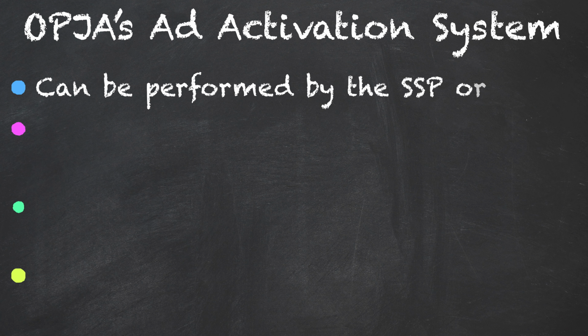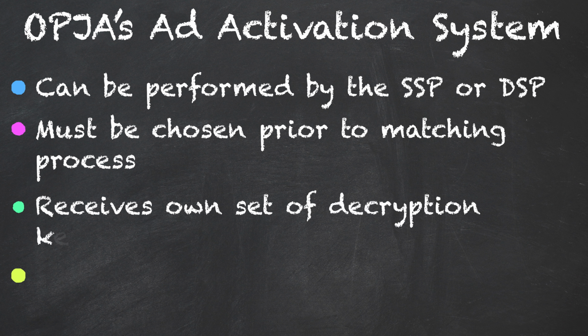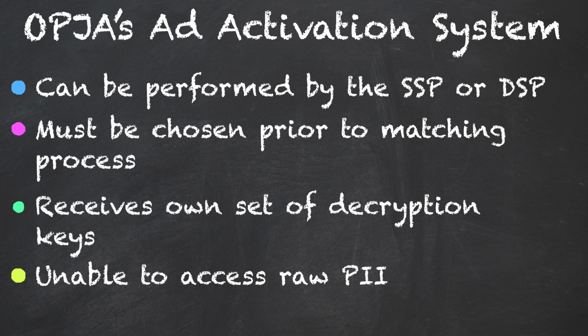Okay, now at some point, someone is going to have to decrypt that encrypted label to see whether the audience member on the other end of an impression is the matched user who appears in both the publisher's and advertiser's datasets. That someone doing the decrypting is called the ad activation system. This role can be performed by either the supply-side platform that the publisher uses to sell ads programmatically, or the demand-side platform that the advertiser uses to buy ads programmatically.